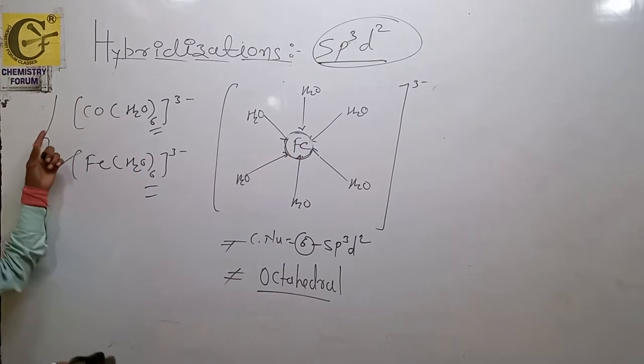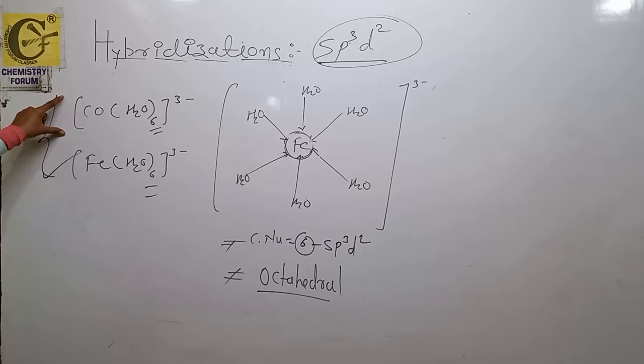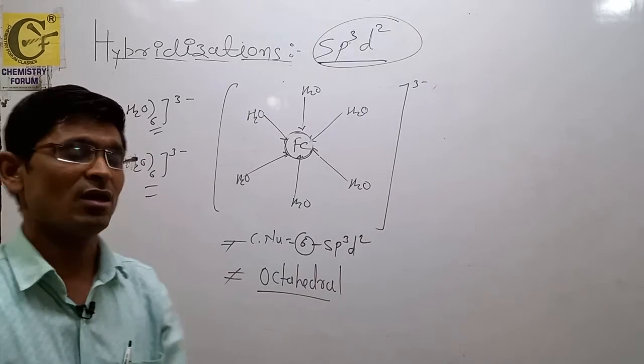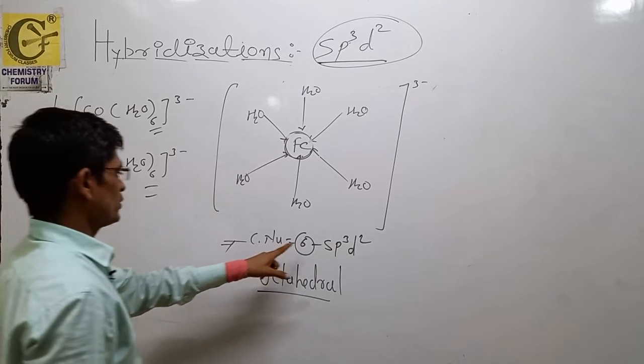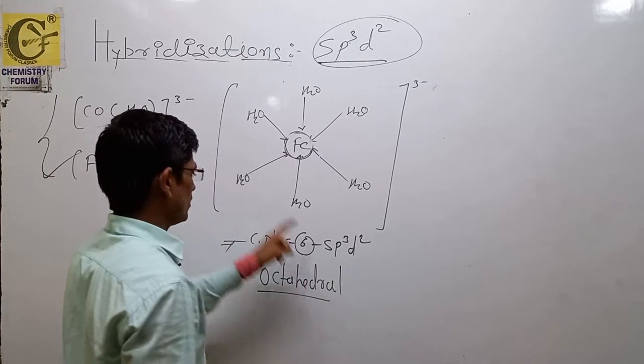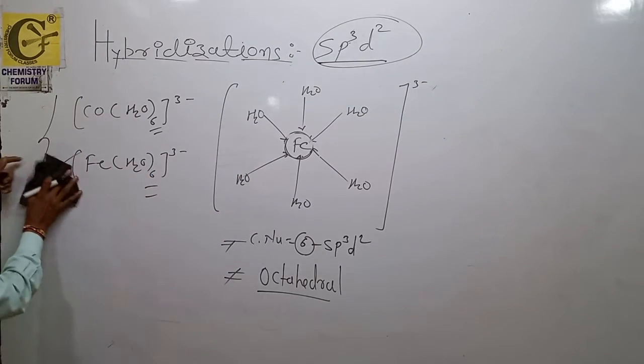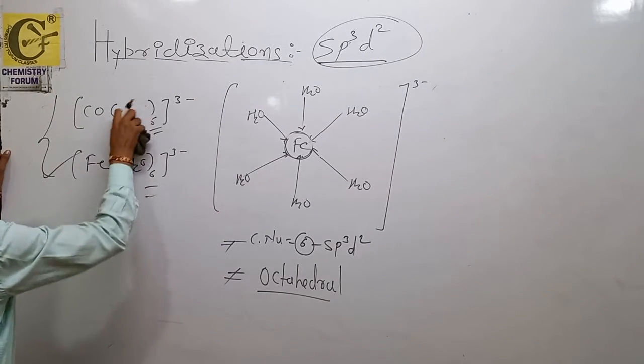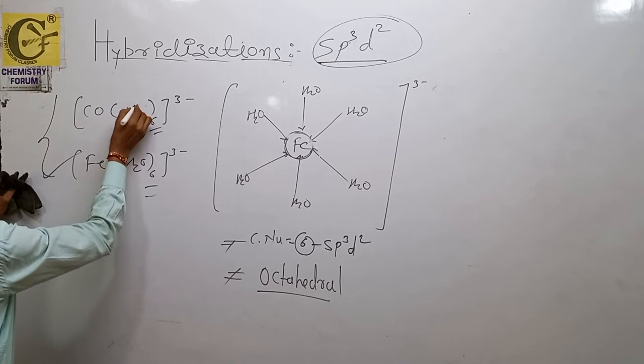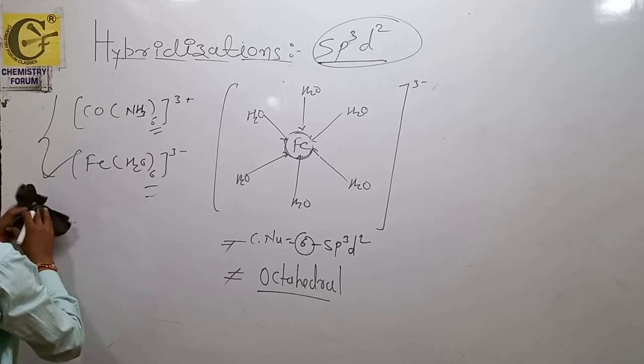So that's why both these molecules are complexes. We can say both complexes are isostructural. The coordination number is 6, same coordination number, same hybridization and same geometry. Instead of water we can take ammonia, NH3. This one has 3 positive charge.